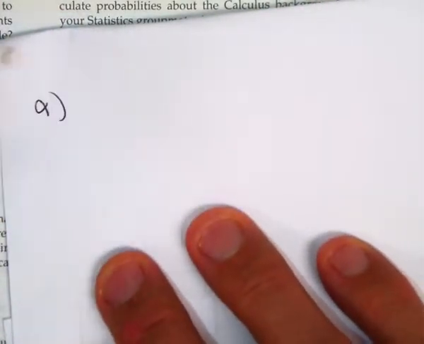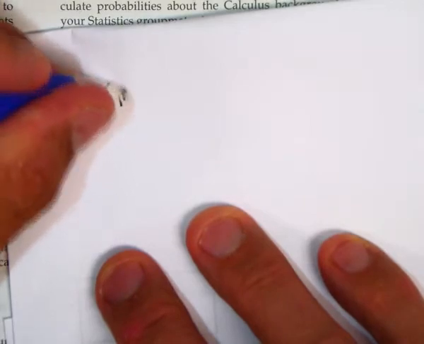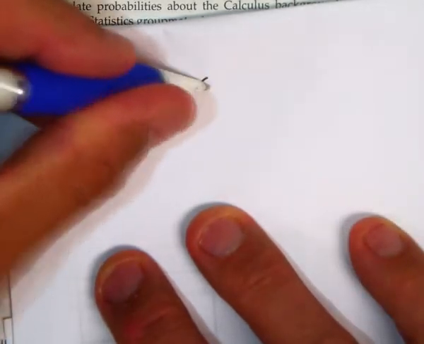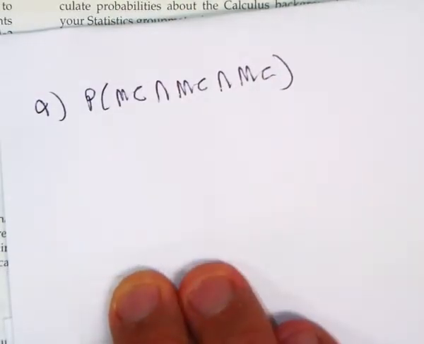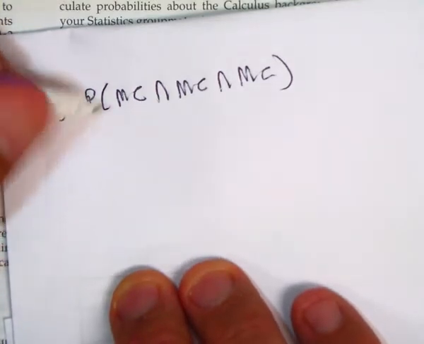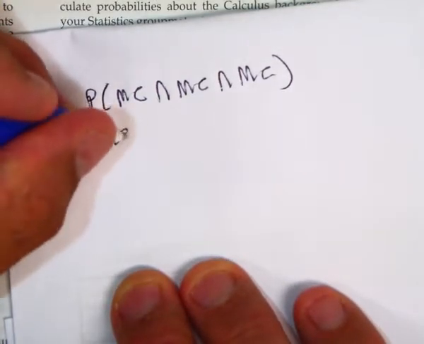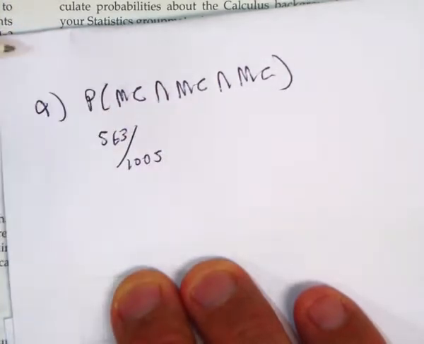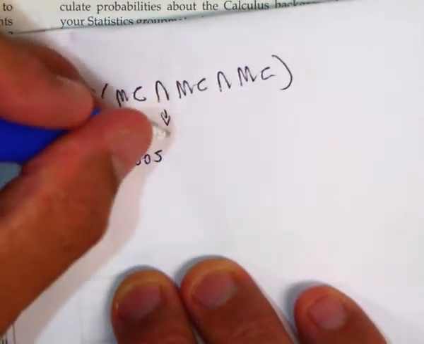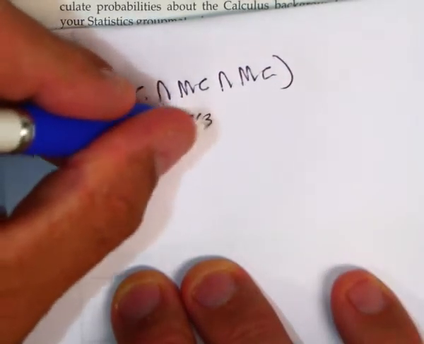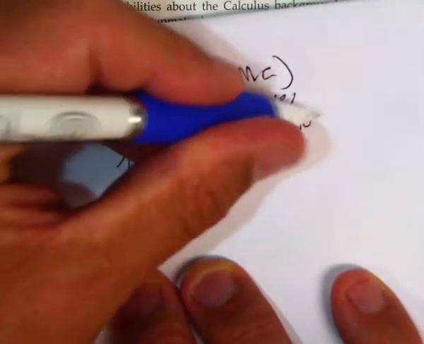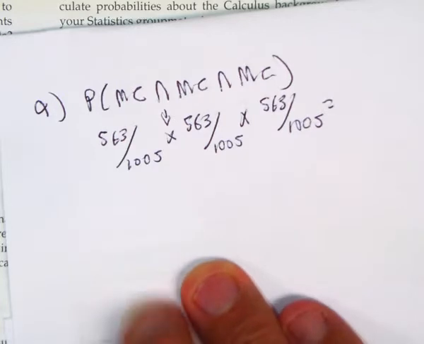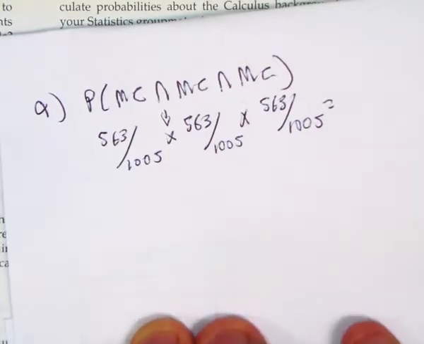Okay, well, more conservation is 563, so we would do the probability. So this is A. So the probability of more conservation and more conservation and more conservation. Okay, so the probability that they said that there's more conservation is 563 out of 1005. If these are independent, which they are, then this means to multiply. So I multiply this, multiply again. So it's really 563 out of 1005. You get that, and then you just cube it, and you get 0.176.